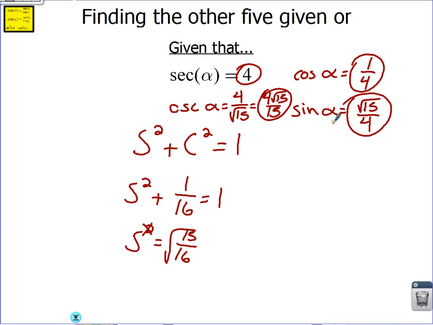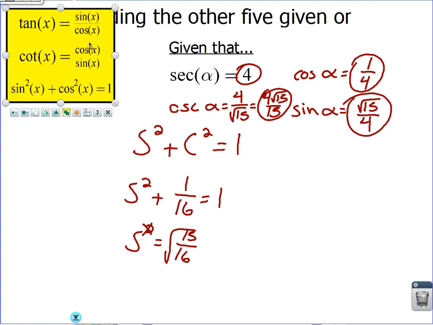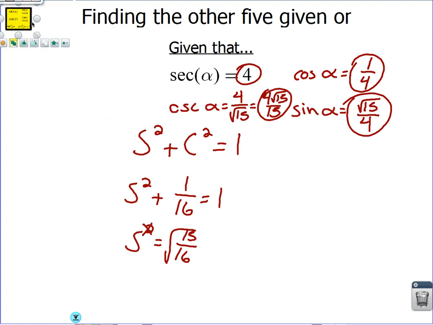And now that I have sine and cosine, reminder that to find tangent, you can simply do sine over cosine. Sine divided by cosine will give you the tangent. So to find tangent, it's going to be sine, what is it going to be? Just root 15, good. It'll be root 15 over 4 over 1 over 4.